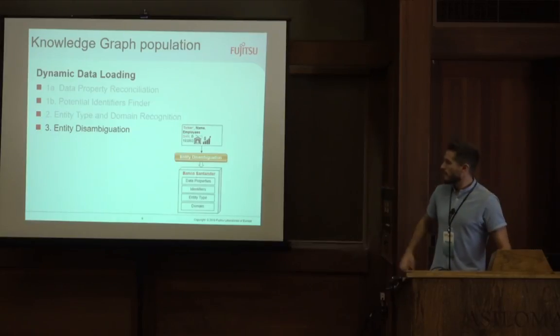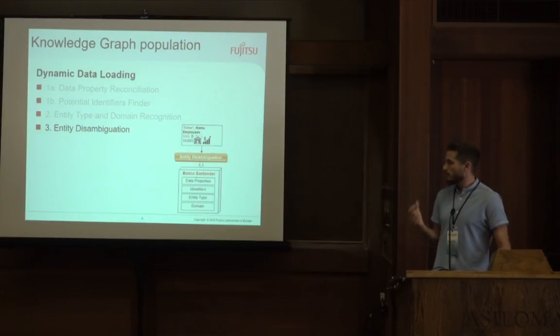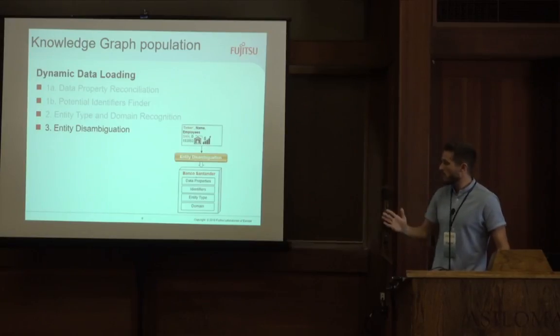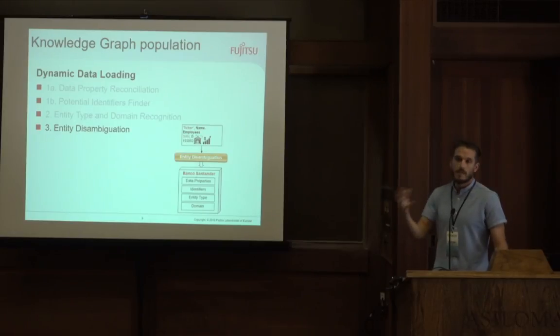At the end, for each entity, we are focusing on these four properties as identifiers: the data property identifiers we have in the CSV, the entity type, which would be bank in this case, and the domain, which is finance. With the disambiguation and the data that we already have in the knowledge graph, the system would suggest that this is the Santander Bank.